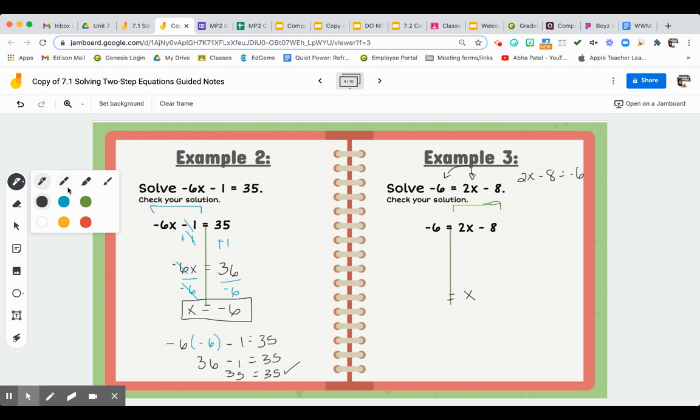Anyway, on the right side, we're going to work with it this way. On the right side, what is not attached to the x? Once again, that is the subtraction of 8. So we're going to add 8 to both sides. Don't know why I picked all these problems with subtraction, but I did. So the negative 8s are going to cancel each other out. Negative 6 plus 8 is 2, which is equal to 2x.